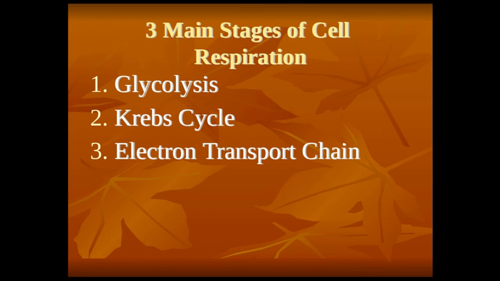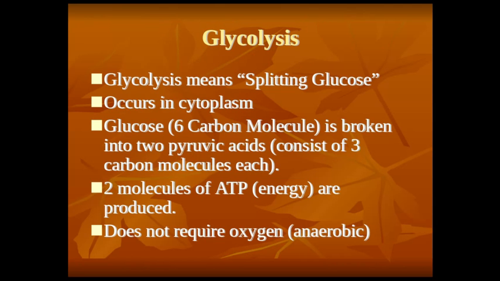All right, there's three main stages of cell respiration. There's glycolysis, there's the Krebs cycle, and there's the ETC, the electron transport chain. All right, glycolysis means splitting of glucose. So glucose is the food source, and this all happens out in the cytoplasm. All right, so glucose is that 6-carbon molecule, that's C6H12O6. It's broken down into two pyruvic acids, and they sort of split it in half. All right, so if it's C6H12O6, it becomes C3H6O3. It splits into two of them, and two ATP molecules are made there. And this here does not require oxygen, okay?